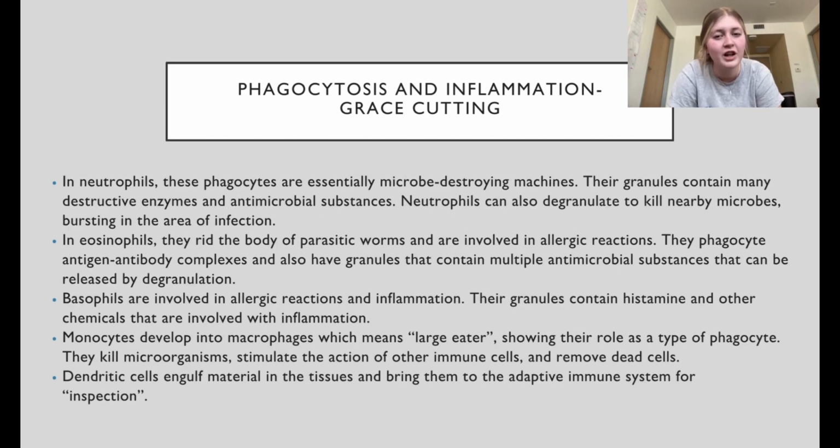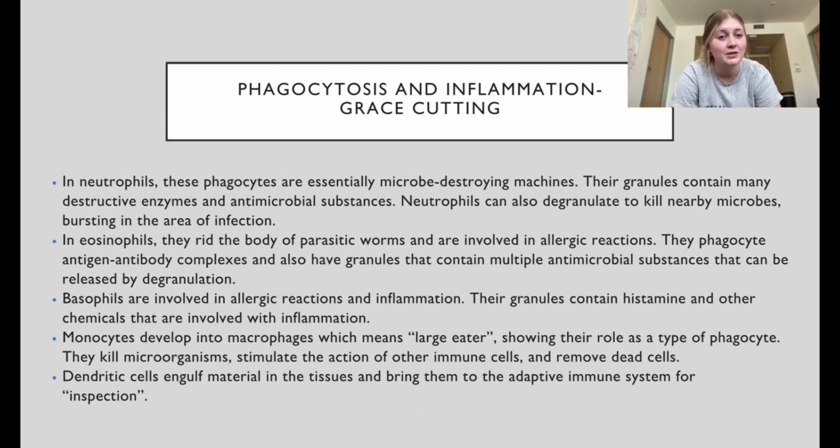There are many cells involved in phagocytosis and inflammation, which would include neutrophils. These phagocytes are essentially microbe-destroying machines. Their granules contain many destructive enzymes and antimicrobial substances. Neutrophils can also degranulate to kill nearby microbes, bursting in the area of infection. Eosinophils rid the body of parasitic worms and are involved in allergic reactions. They phagocytose antigen-antibody complexes and also have granules that contain multiple antimicrobial substances that can be released by degranulation.